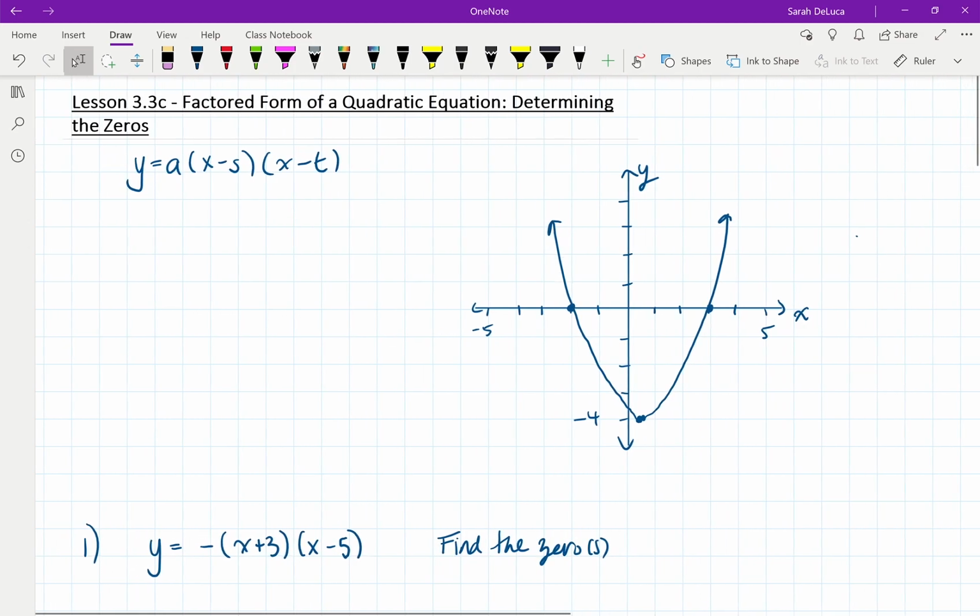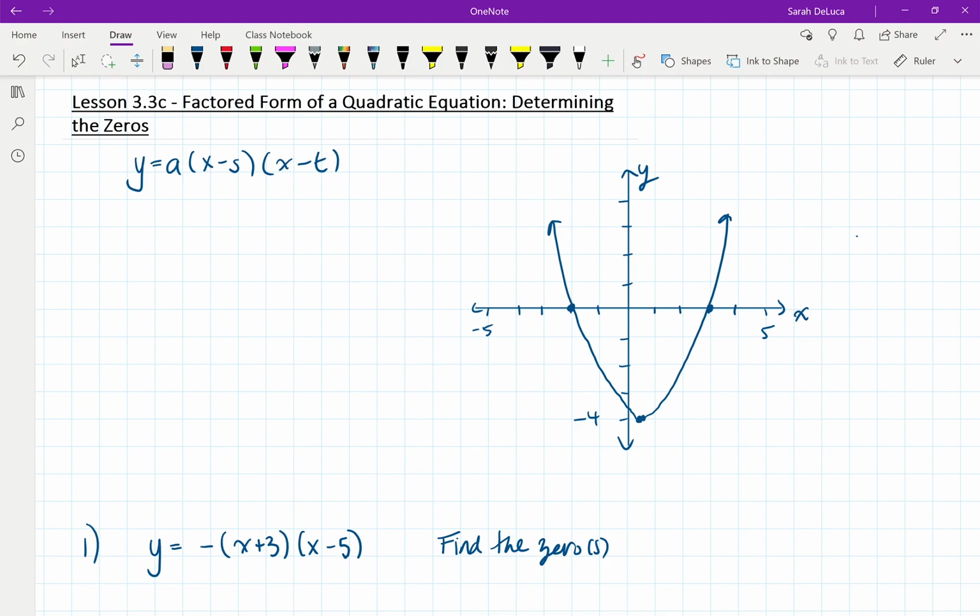Okay, so we're going to look at factored form of a quadratic equation and how we can use factored form to determine the zeros. So there's your factored form, a(x - s)(x - t). And so we know that factored form gives us the zeros, and I had mentioned that s and t are the zeros, but I think it's really important to understand how we come across the zeros.